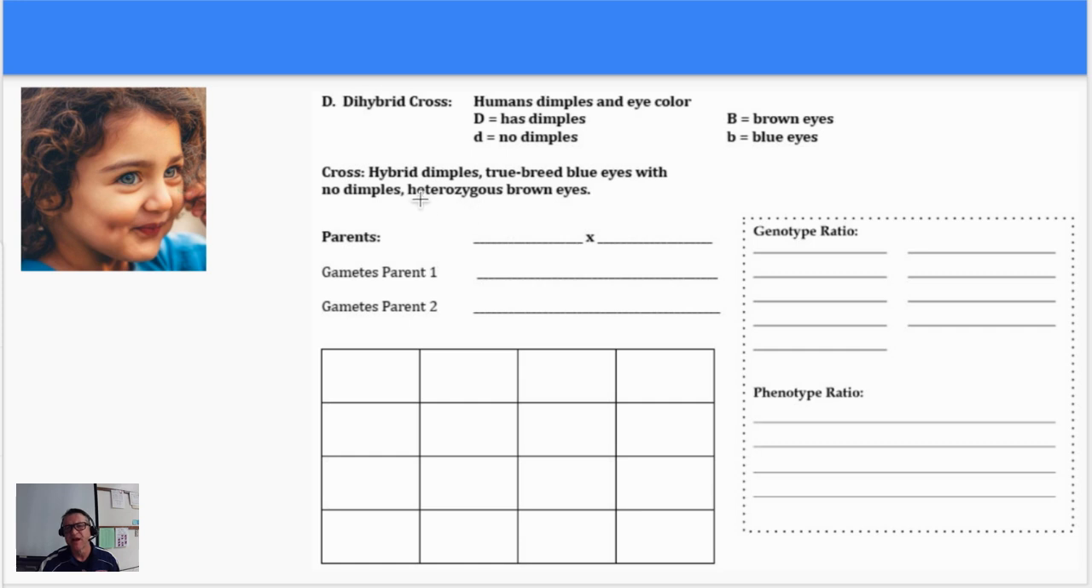Anyways, all right, so step number 1 is always find out the genotype of the parents. So we're going to say this first one is the mom. So we're going to have 2 letters, 2 alleles for as far as dimples, no dimples. And then we'll have 2 more letters in the genotype as far as brown eyes or blue eyes. All right, so we're going to say this is the mom. She's hybrid dimples. I got to turn that into two letters.